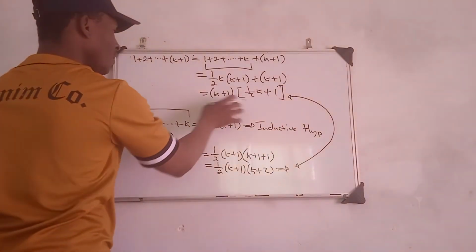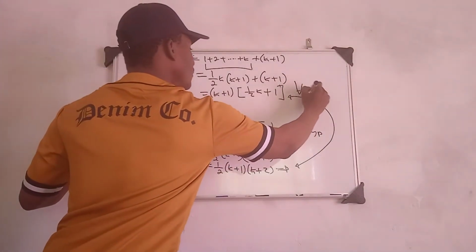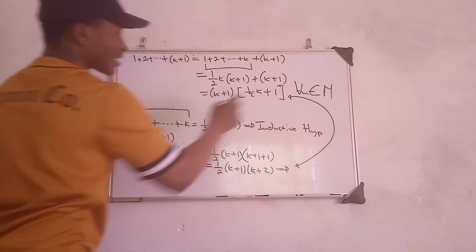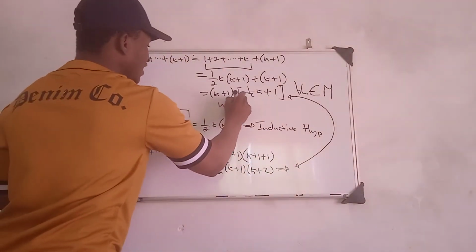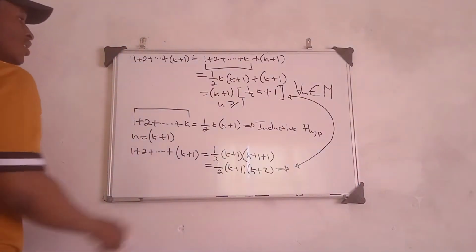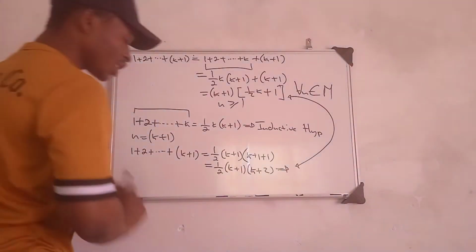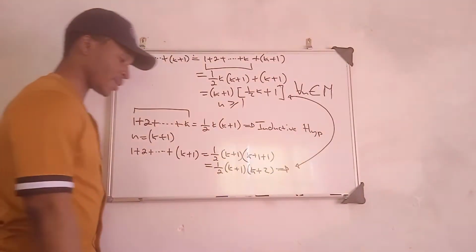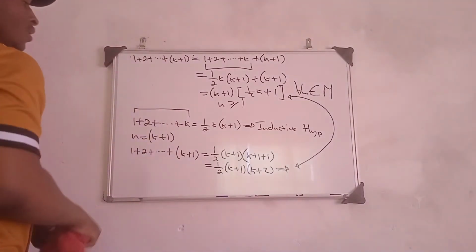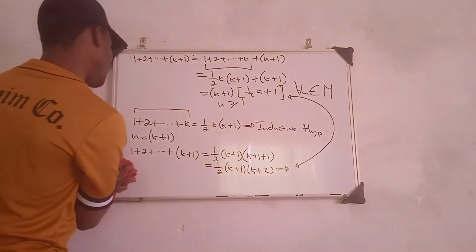That means it is proved for all n that belongs in the set of natural numbers, whereby n is greater than or equal to 1. So it is proved using mathematical induction. That was the simplest example. So let's take another example of this kind, but a little bit more difficult.